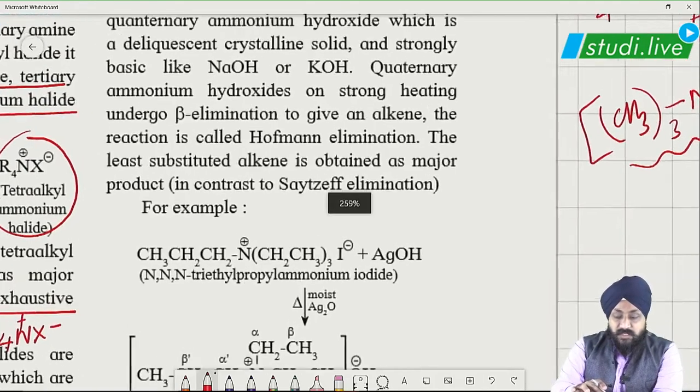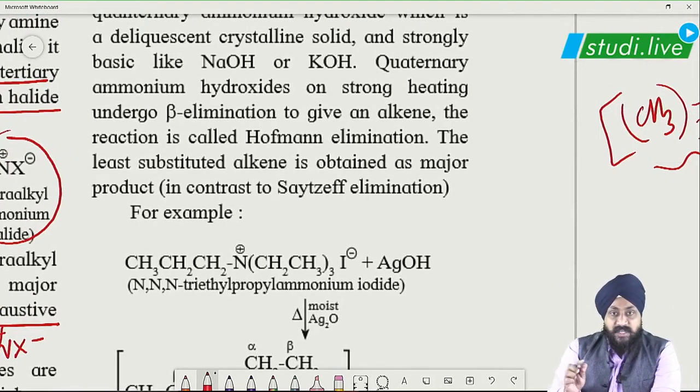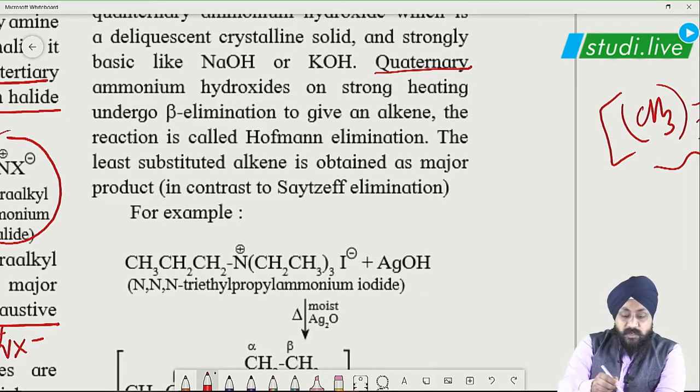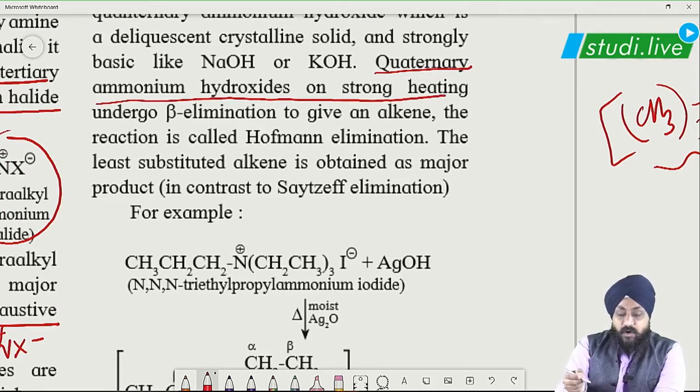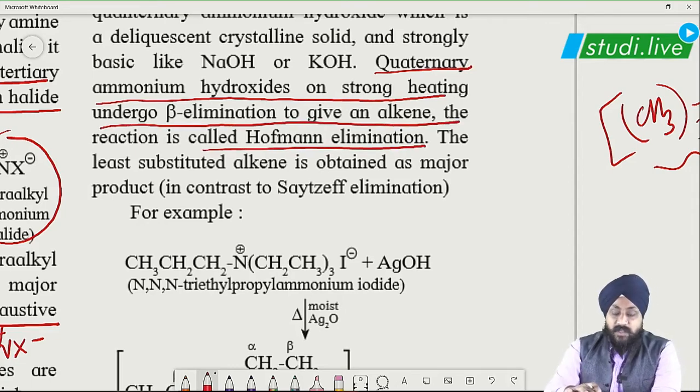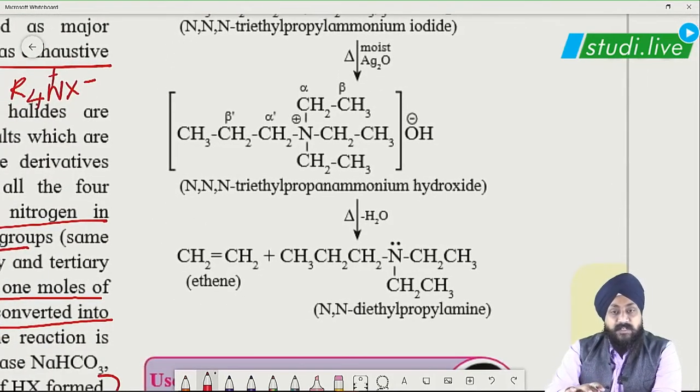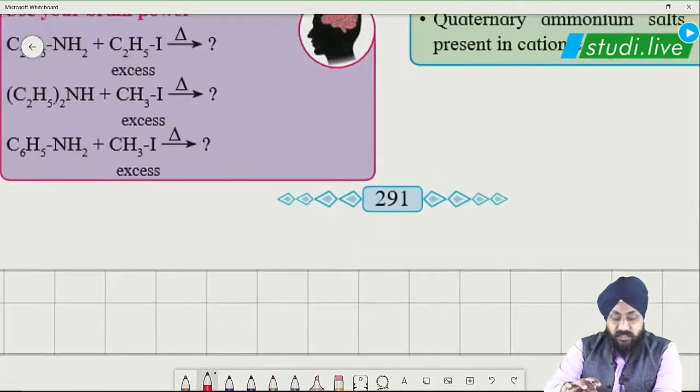What do we do in this Hoffman's elimination reaction? There is going to be quaternary ammonium hydroxide. On strong heating, it will undergo beta elimination to give you alkene, and this reaction is called Hoffman's elimination reaction.